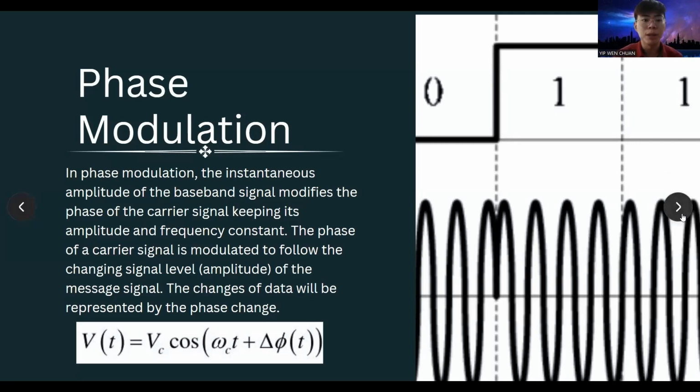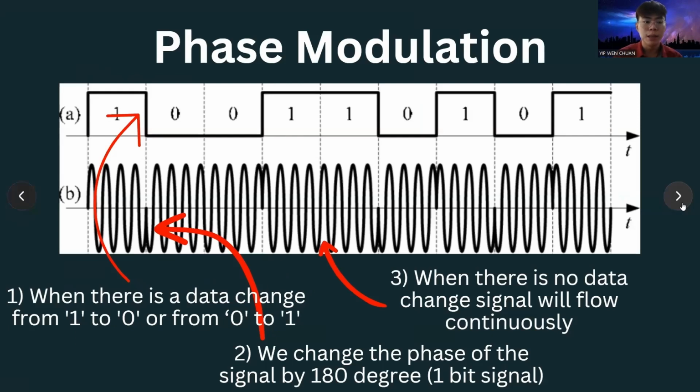So let's see an example. In this example, we can see that when the data changes from 1 to 0 or 0 to 1, we change the phase of the signal wave by 180 degrees. And when there is no data change, for example 0 to 0 or 1 to 1, the signal will continue smoothly. So this is phase modulation.